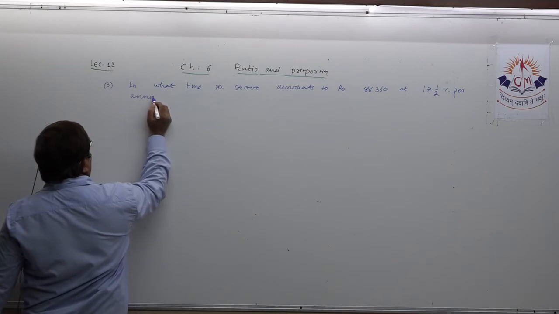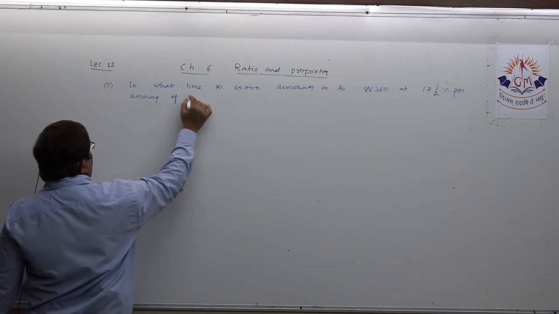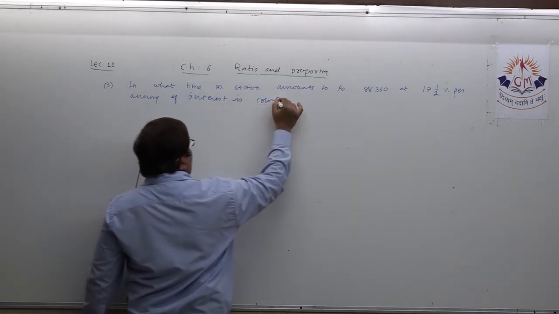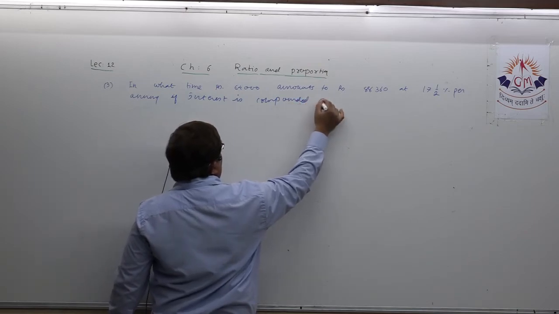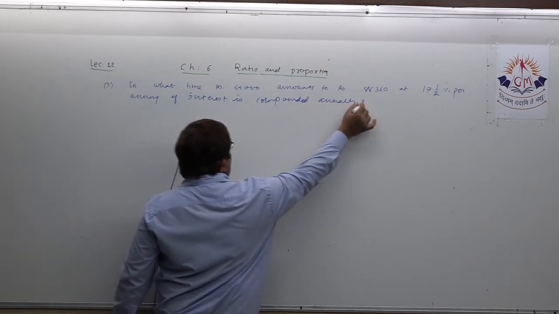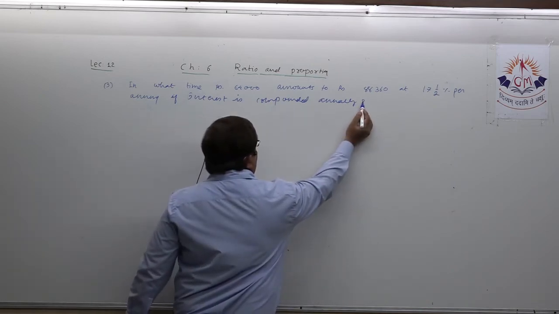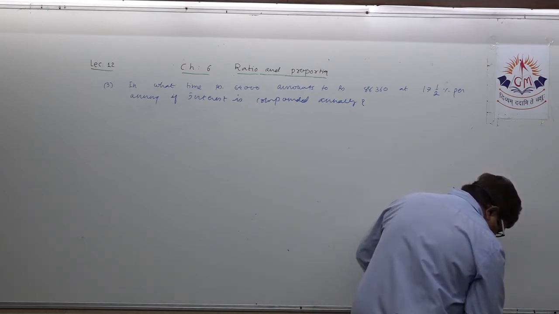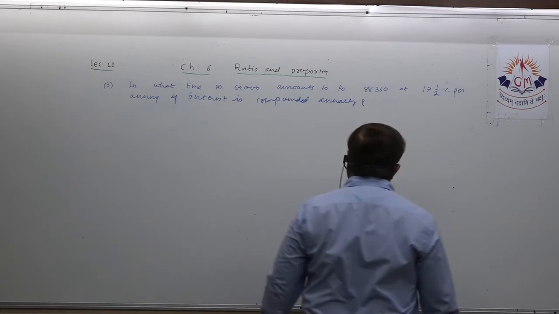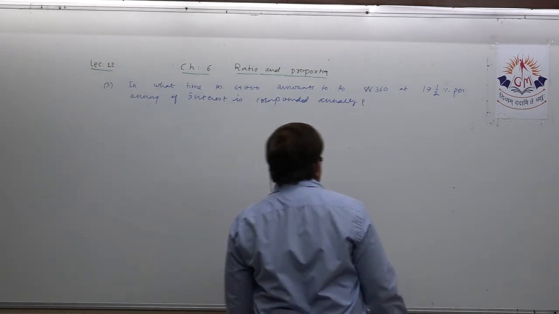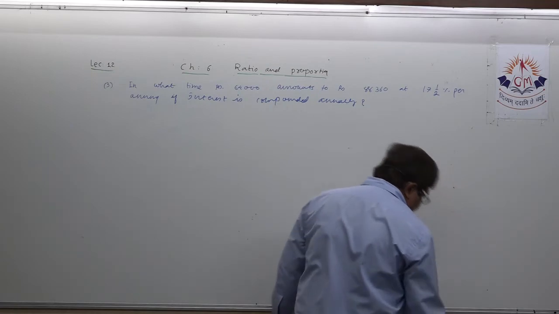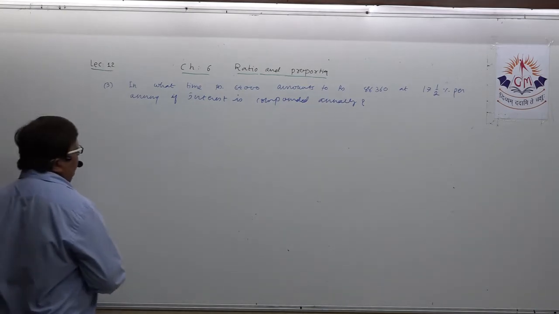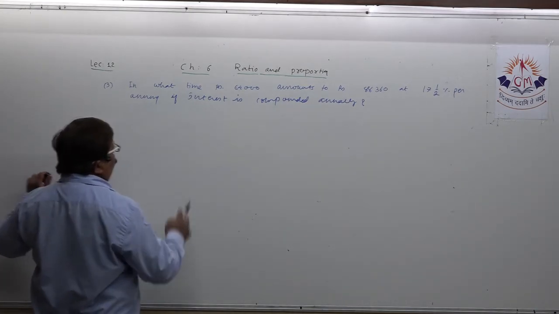Per annum means annually, if interest is compounded annually. Okay, please first note down the question. What is the question? In what time will rupees 64,000 amount to rupees 88,360 at 17.5% rate of interest per annum if interest is compounded annually?